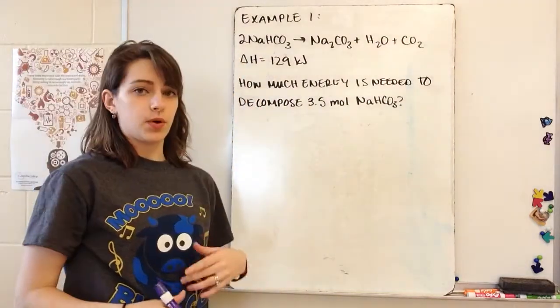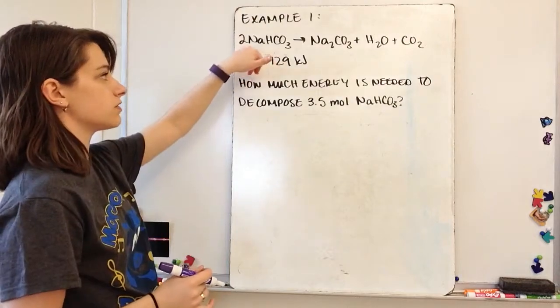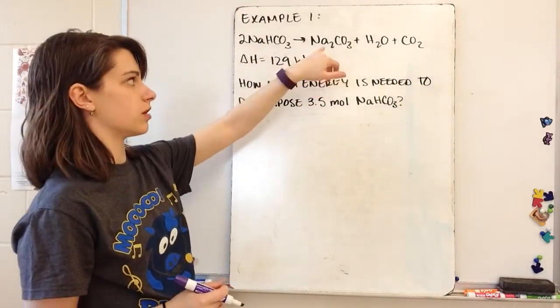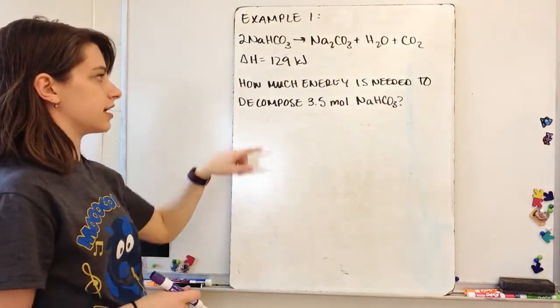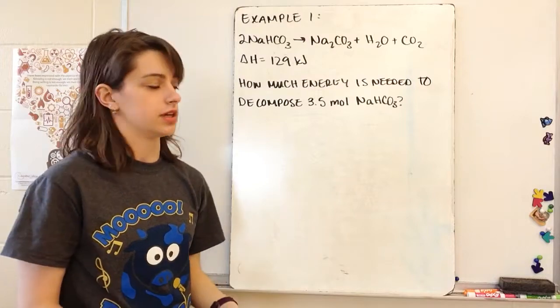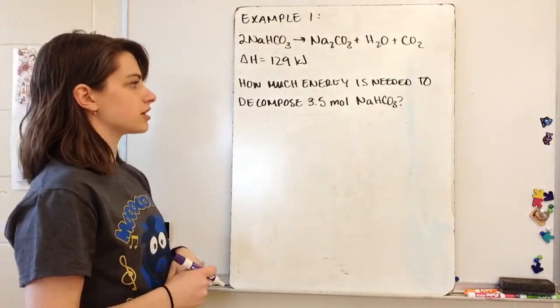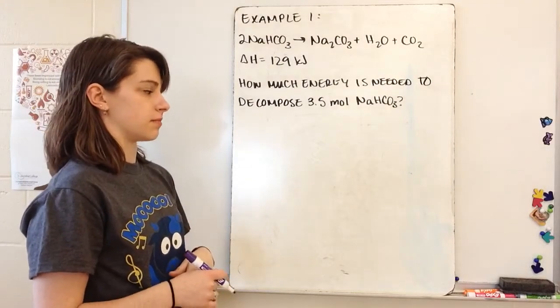So in our first example, we're going to stick with our sodium bicarbonate decomposition reaction. So 2 moles of sodium bicarbonate decomposes into 1 mole of sodium carbonate, 1 mole of water, and 1 mole of carbon dioxide. And we already know that it takes 129 kilojoules of energy to do this. So here's the question. How much energy is needed to decompose 3.5 moles of sodium bicarbonate?